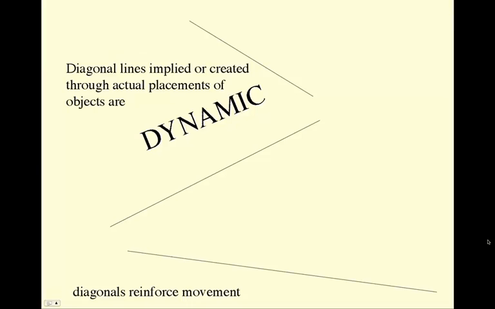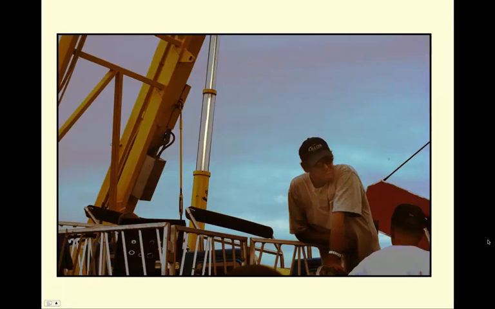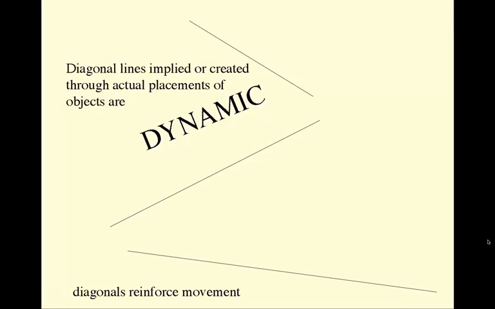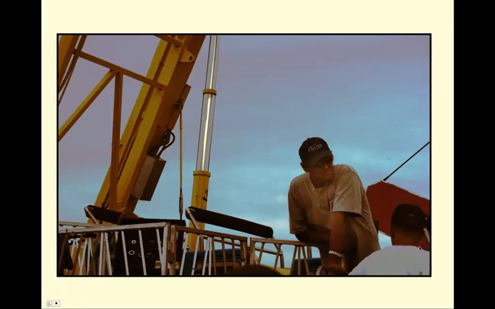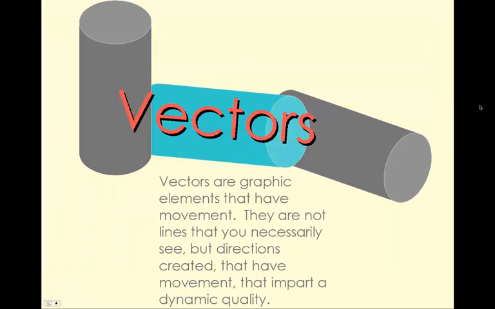Diagonal lines reinforce movement within an image. And while this is not particularly a technically well-exposed image, we do have all these zigzag lines and these dynamic lines that keep us moving. Negative space to the positive space, and that helps balance out the image.